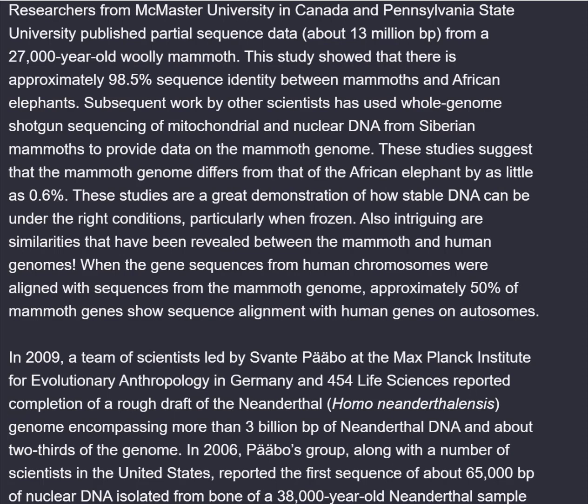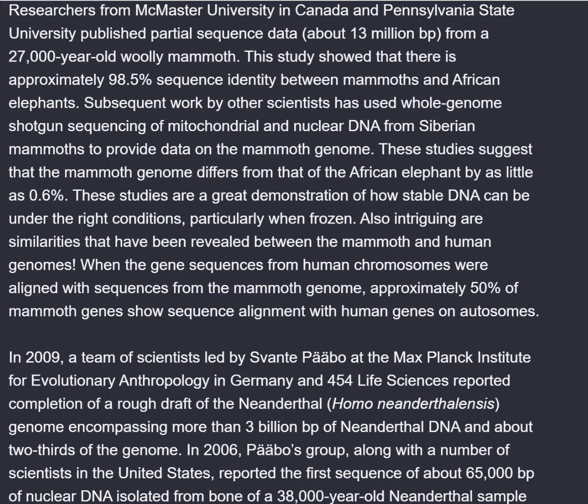Researchers from McMaster University in Canada and Pennsylvania State University published partial sequence data, about 13 million BP, from a 27,000-year-old woolly mammoth. This study showed that there is approximately 98.5% sequence identity between mammoths and African elephants. Subsequent work by other scientists has used whole genome shotgun sequencing of mitochondrial and nuclear DNA from Siberian mammoths to provide data on the mammoth genome.